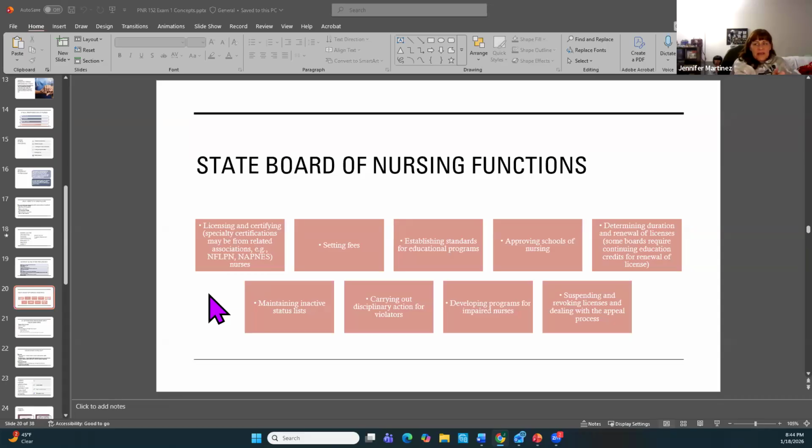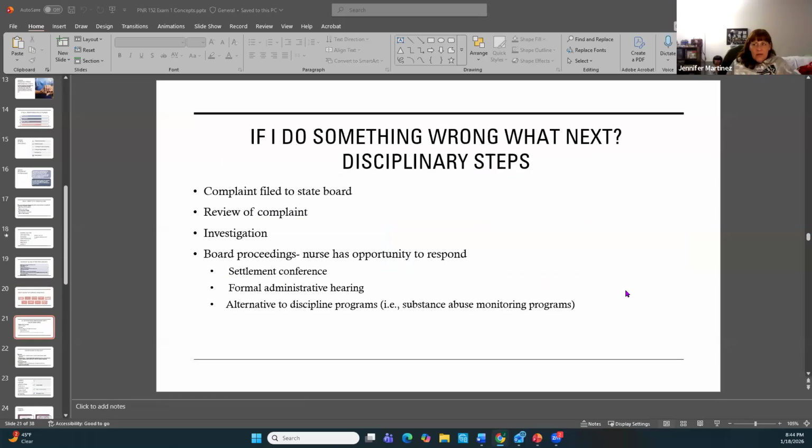They maintain the inactive status list. They also carry out disciplinary action for violators. They develop programs for impaired nurses. They can also suspend and revoke licenses. They deal with the appeal process as well. So if something happens, if I do something wrong, what's next, right?